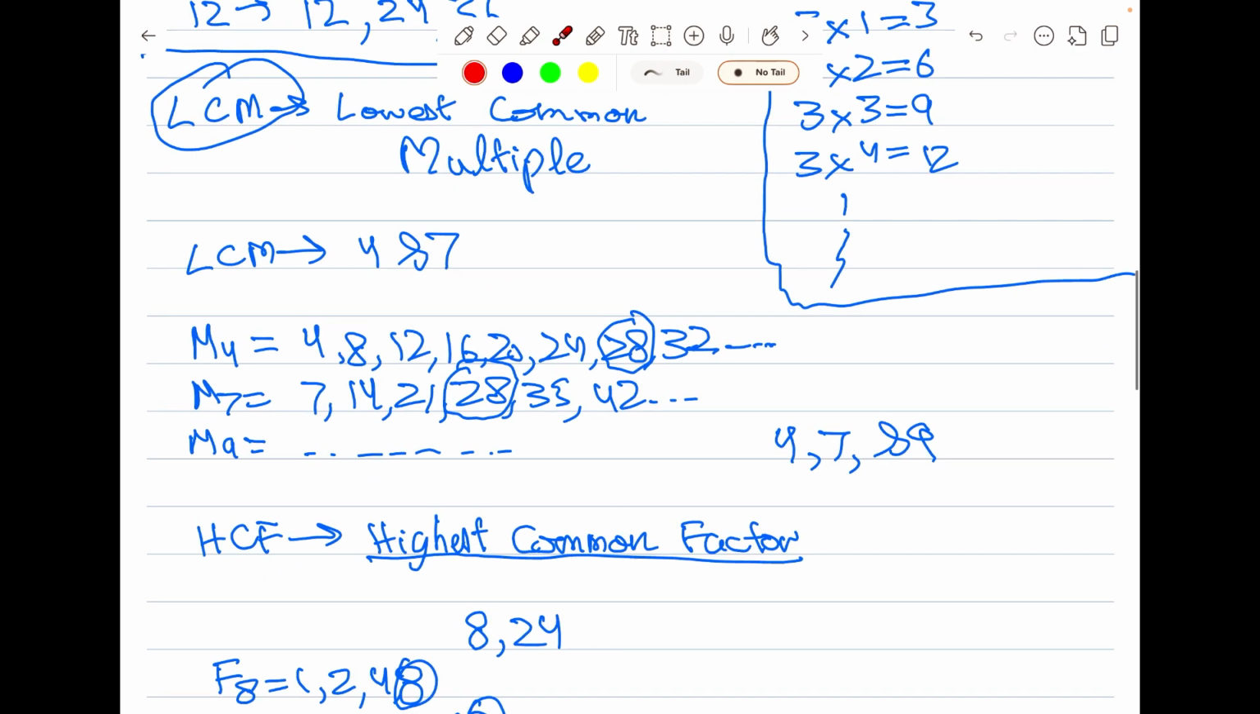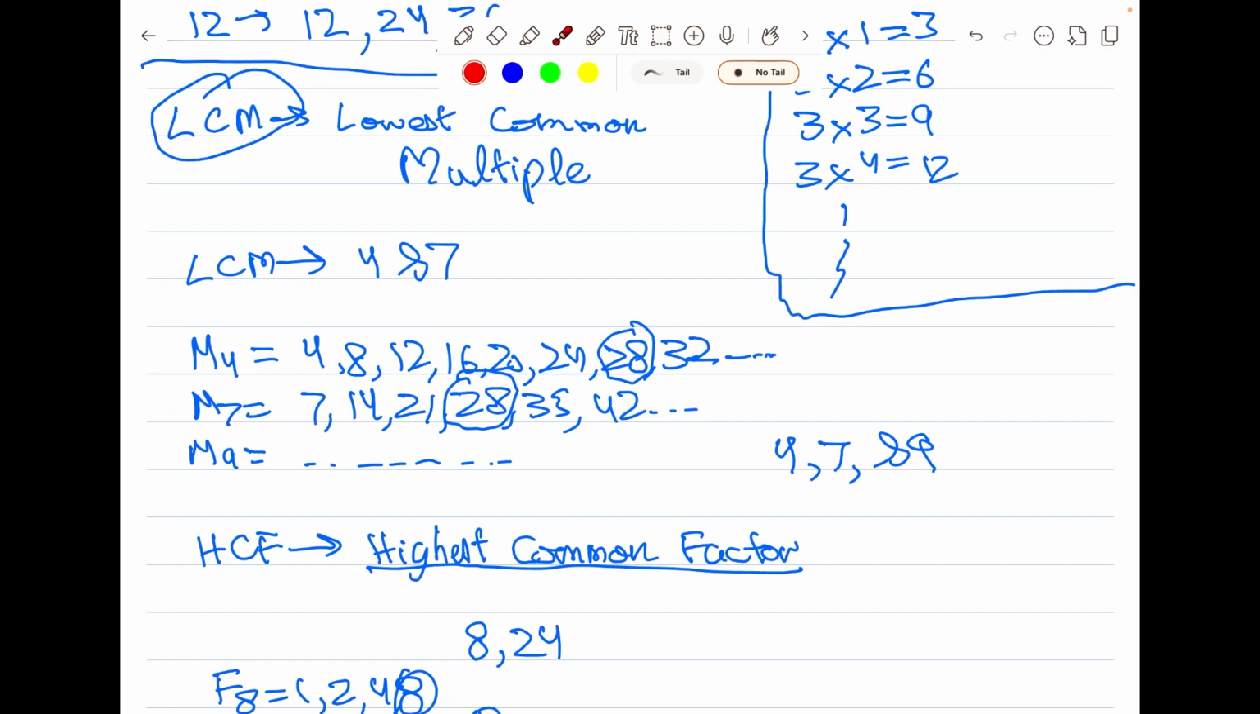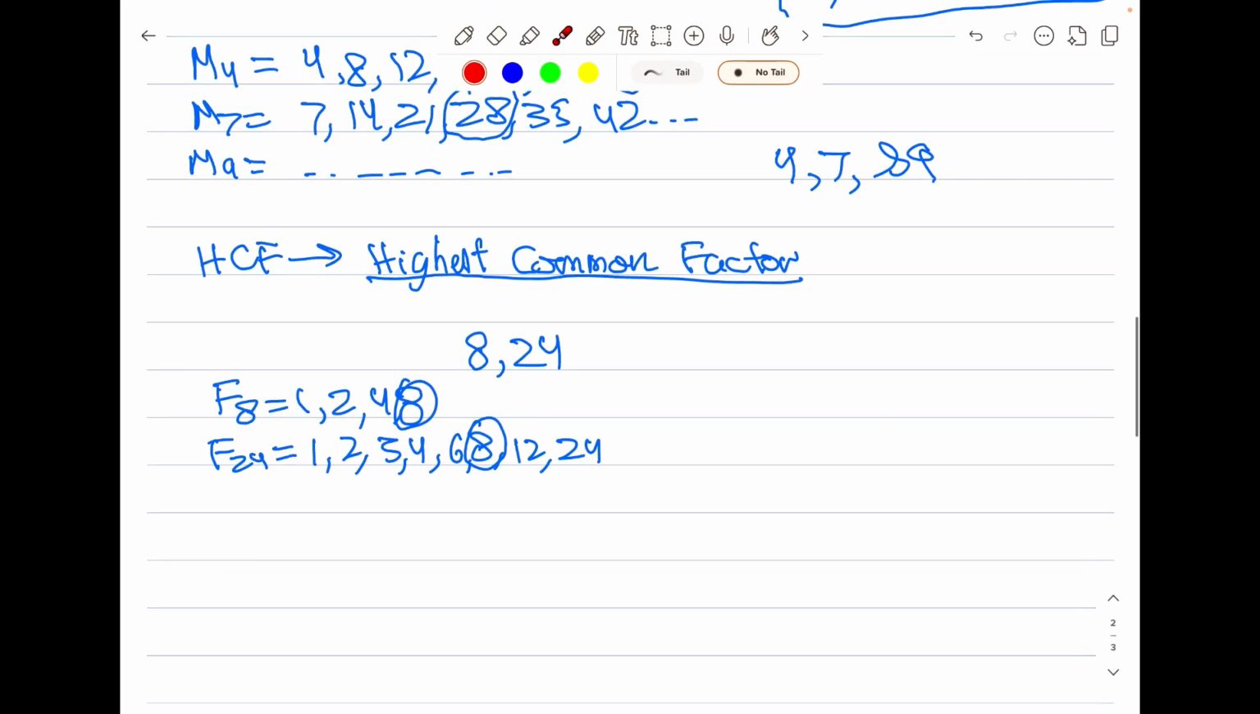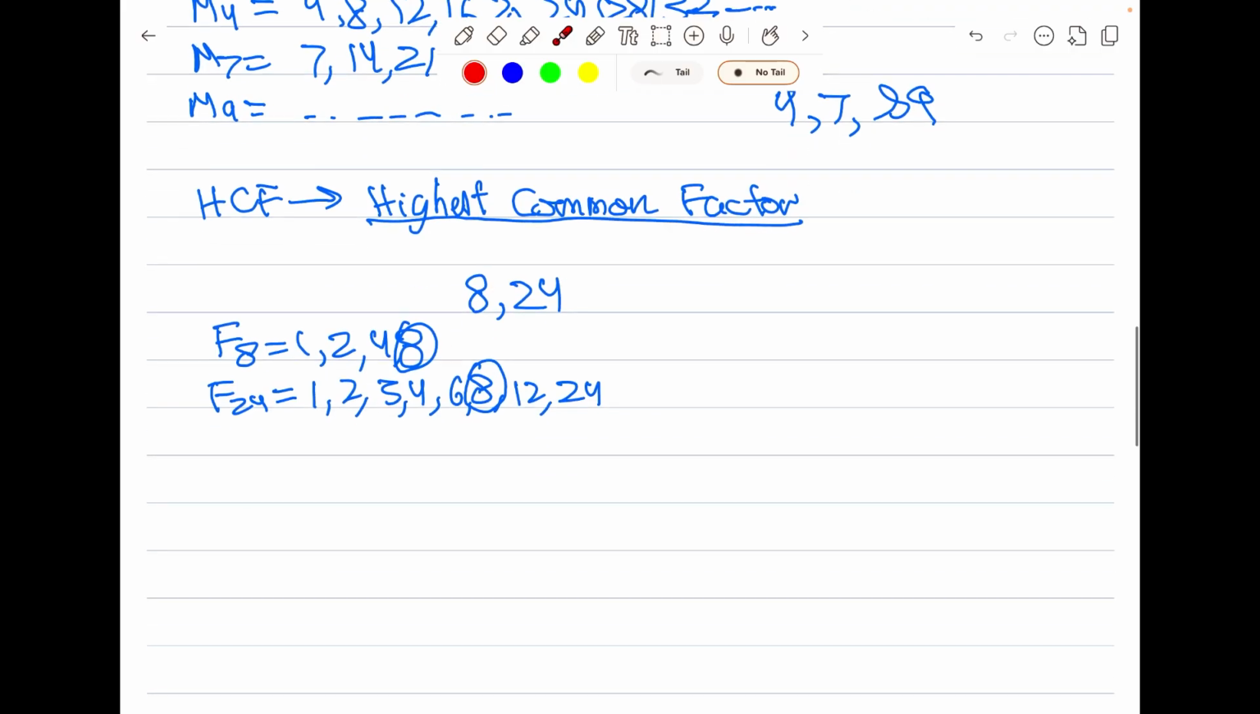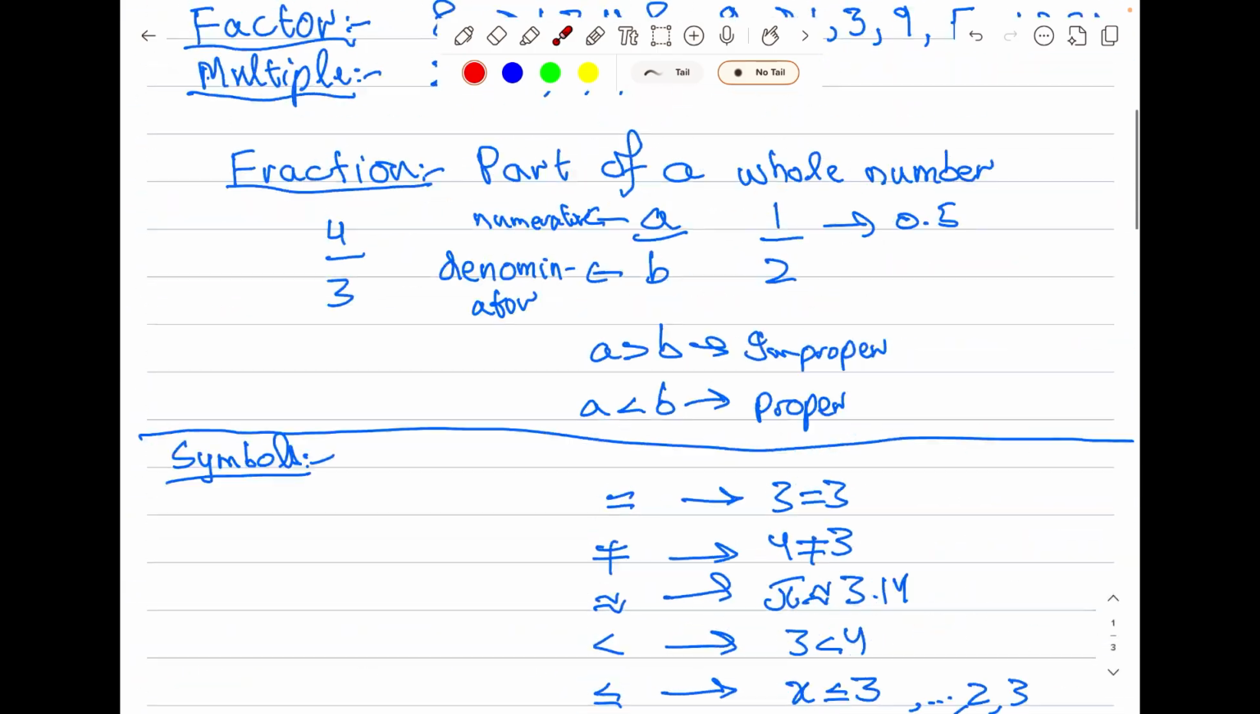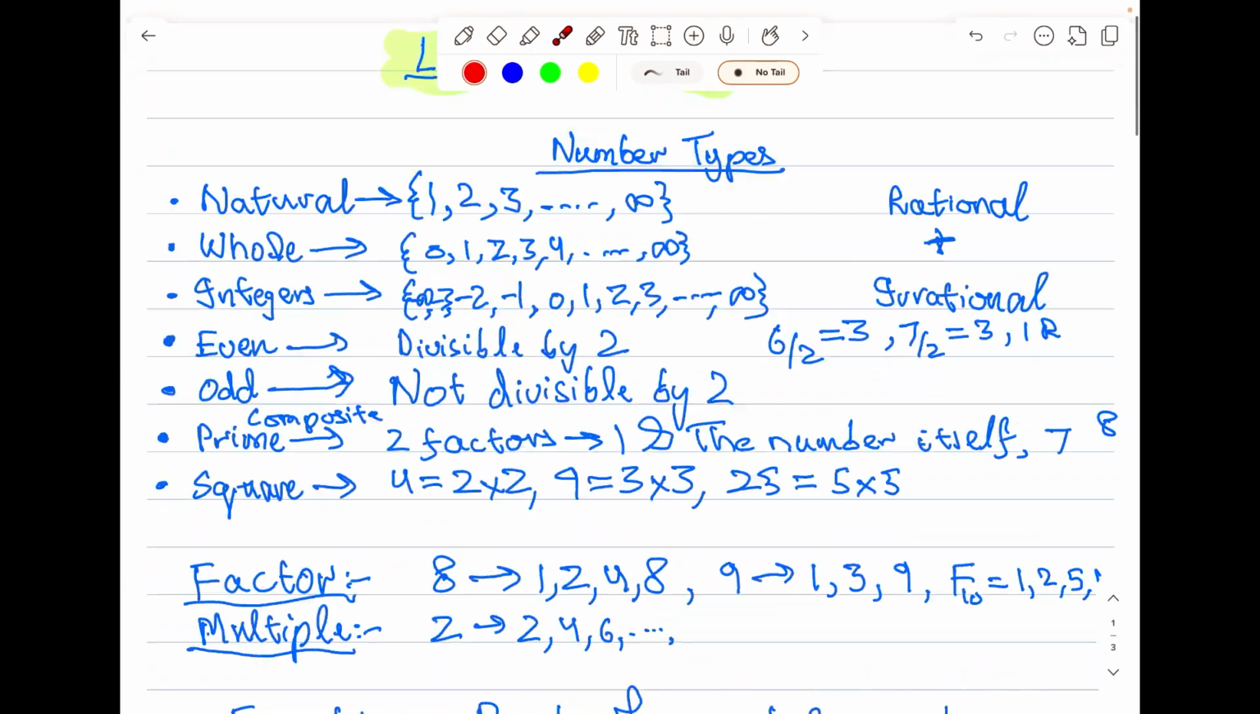Over here with the LCM, our LCM was 28. So what that meant was that 28 was the lowest number which was a multiple of both 4 and 7. So with 8, this is the highest number which is the factor for both 8 and 24. So that's what we have covered so far.